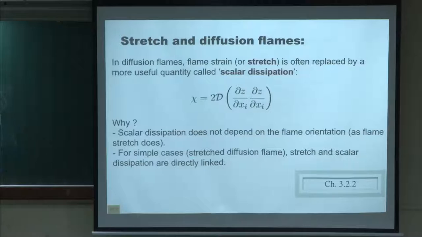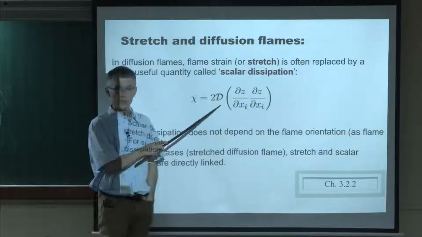So what is scalar dissipation? Scalar dissipation is this quantity. It's 2 times the diffusivity multiplied by the gradient of the mixture fraction squared.